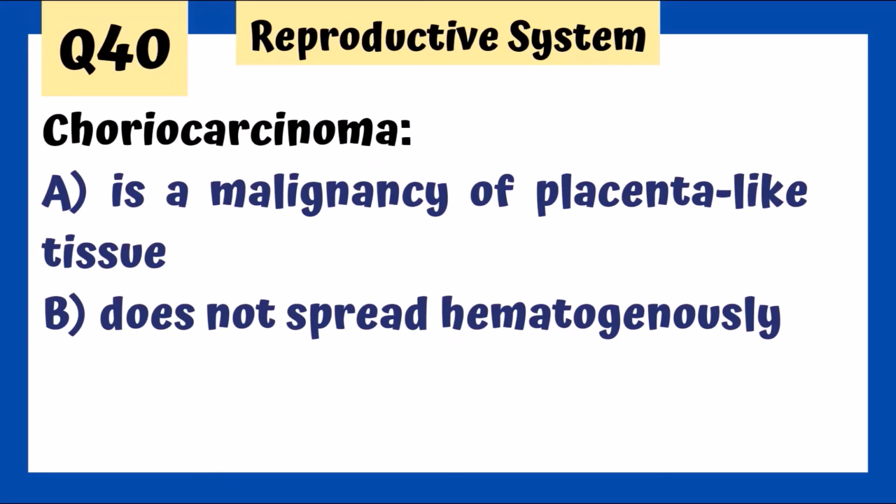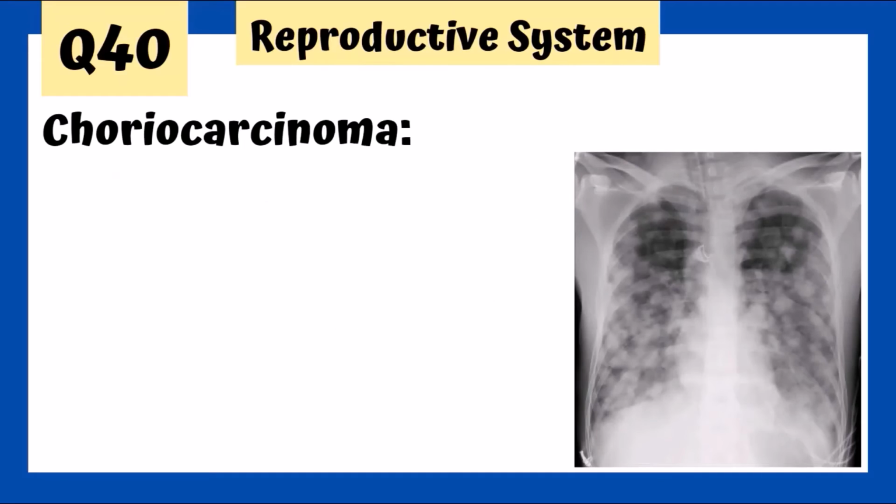Choriocarcinoma is a malignancy of placenta-like tissue. Yes, it's the trophoblast, and it does spread hematogenously. It spreads very quickly hematogenously, even to the lungs, where it can cause cannonball lesions, as we see over here. And patients present with abnormal uterine bleeding, dyspnea, and hemoptysis. Now, we could treat it. We would give methotrexate and chemo, but it is treatable, though it does spread hematogenously. And it commonly occurs after an abnormal pregnancy, such as a complete hydatidiform mole or an abortion, and it can even occur non-gestationally in the gonads.